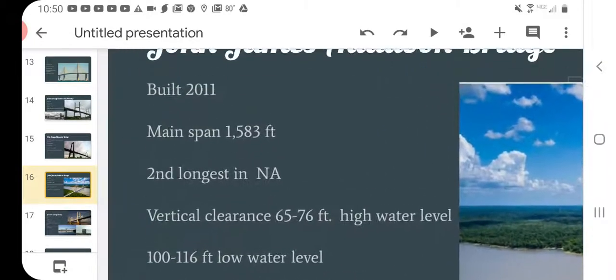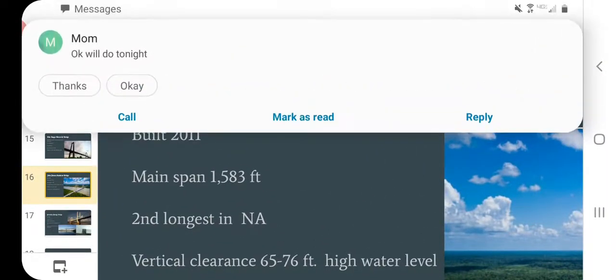So the John James Audubon Bridge. Sorry, my mom texted me.